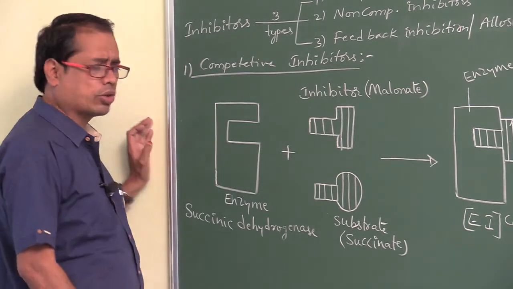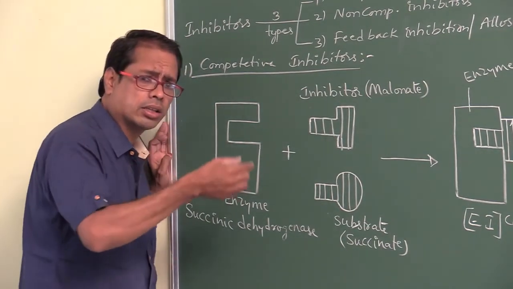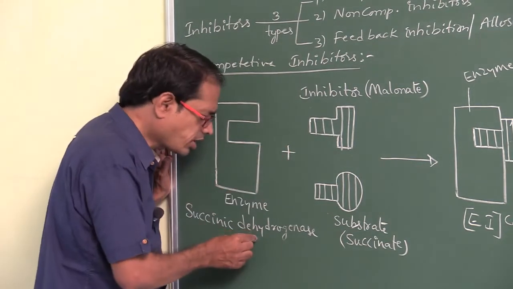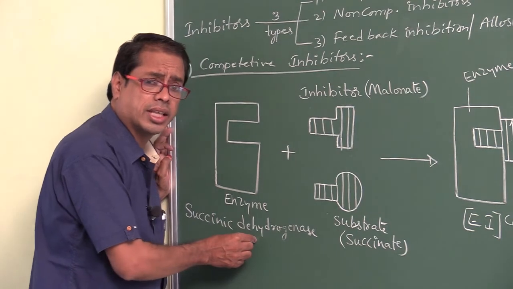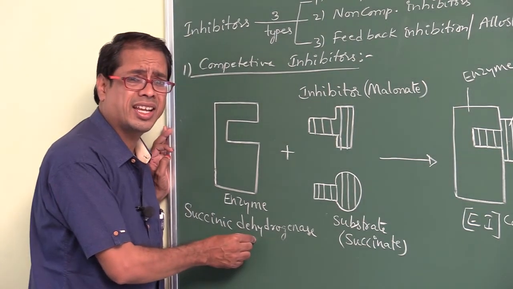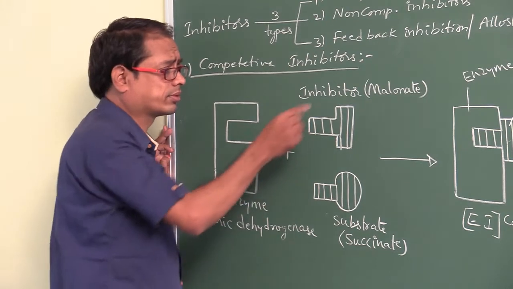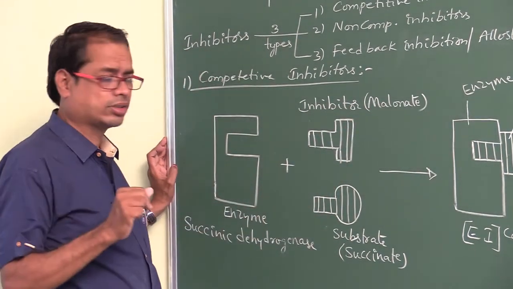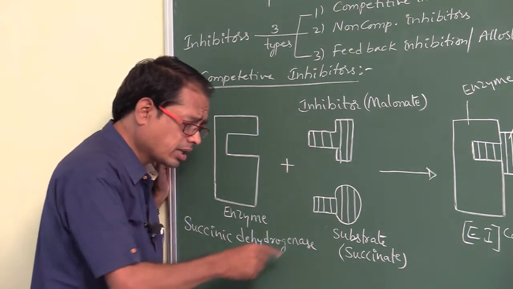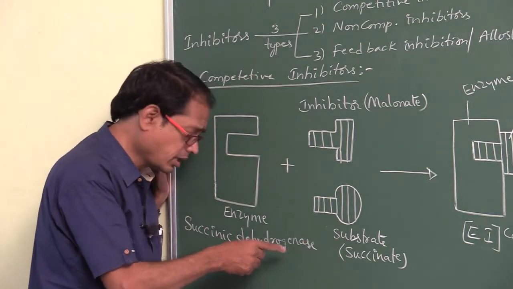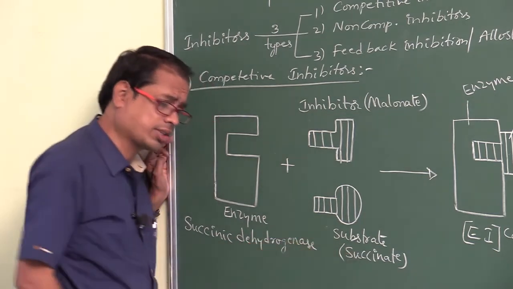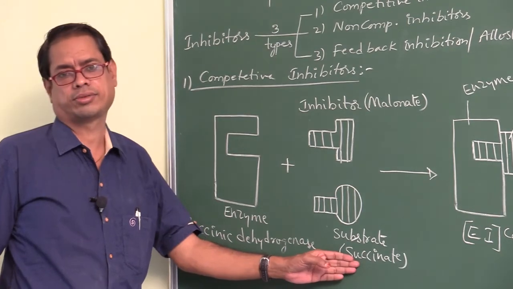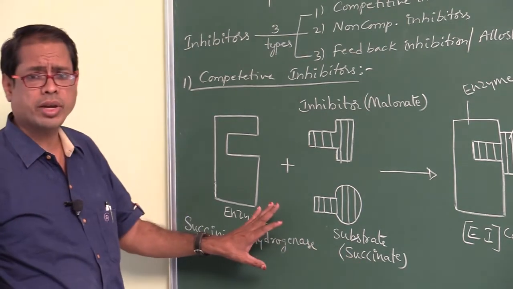Again I am repeating, my dear students, the inhibitor for succinic dehydrogenase is malonate. Don't say malate. The substrate for succinic dehydrogenase is succinate or succinic acid. Okay, did you understand, my dear students?